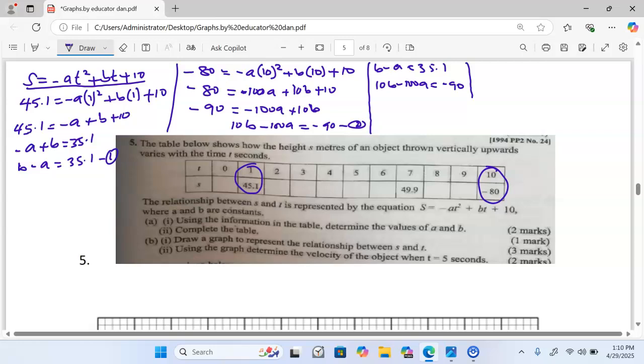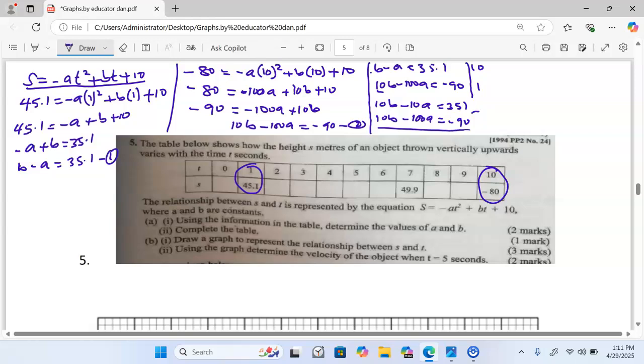Using elimination, we can eliminate the part having b by using 10 and 1, such that if you multiply, we are going to have 10 times b, giving us 10b, then minus a times 10, you get minus 10a, sorry. This one is going to be equal to 35.1 times 10, which is 351. Then 1 times 10b, you get 10b, minus 1 times negative 100a, you get negative 100a, being equal to negative 90 times 1, you get negative 90.